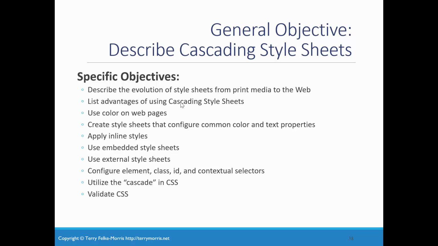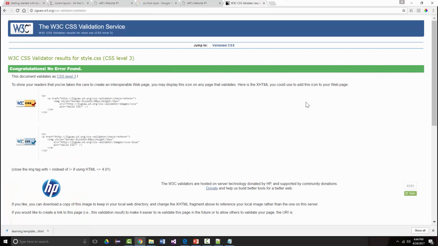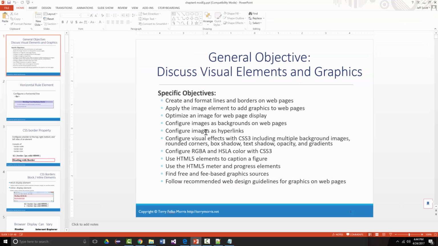We created style sheets. We looked at inline styles. We looked at internal styles. We looked at external styles. We talked about what the cascading means, and we ended up with actually validating. So that's it for Chapter 3. When I come back in a couple minutes, I'm going to go on into Chapter 4. Chapter 4 is on visual elements and graphics. So I'll be back with that shortly.